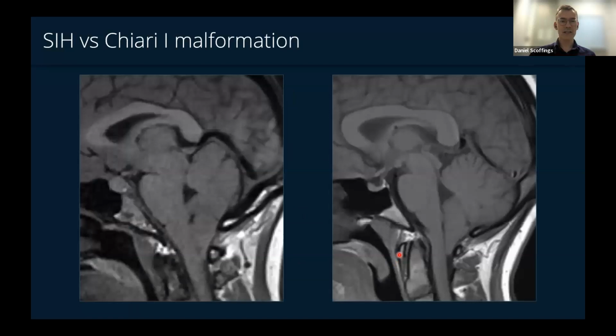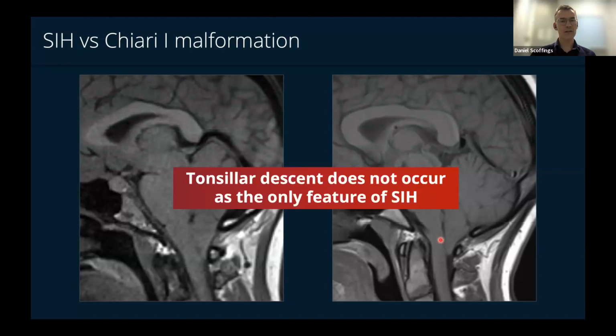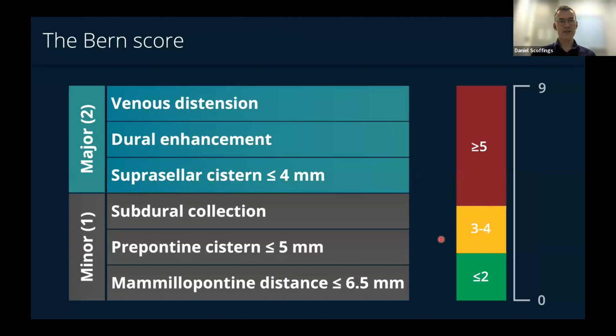So if we return to these cases, again, we see this is the patient with SIH who also has a big pituitary, venous distension. They've got narrowing of this angle between the pons and the midbrain. Their superior surface of the midbrain is indistinct, which is another feature of brain sag, and the floor of the third ventricle is sloping downwards. In this patient who's got a Chiari-1, none of those findings are present. And importantly, isolated tonsillar descent doesn't occur in SIH. So if the only finding you've got is low tonsils with none of the other features, then it's not going to be SIH.